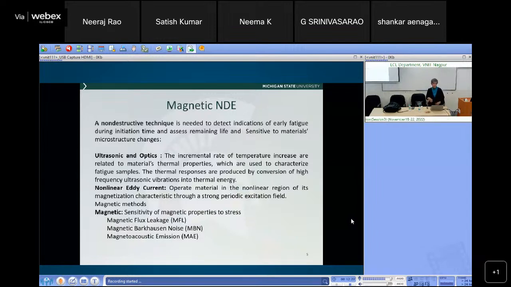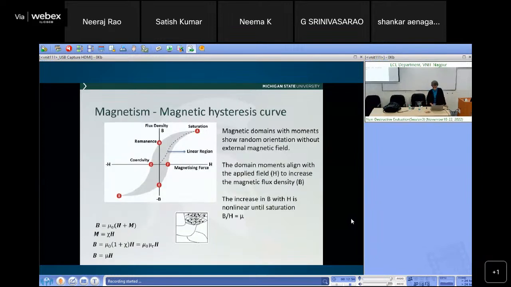We have also worked on nonlinear eddy current. I'm going to talk about nonlinear eddy current because it's part of the eddy current methods. We'll do that tomorrow. Today, we will look at some of the methods available for determining such damage using purely magnetic methods. We will talk about magnetic flux leakage, Barkhausen noise, acoustic emission, and magnetoacoustic emission.